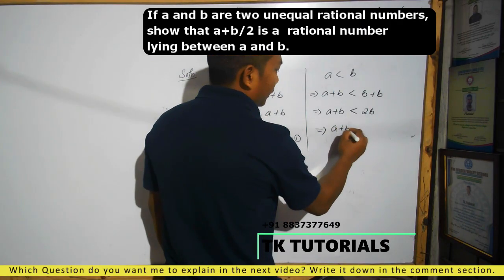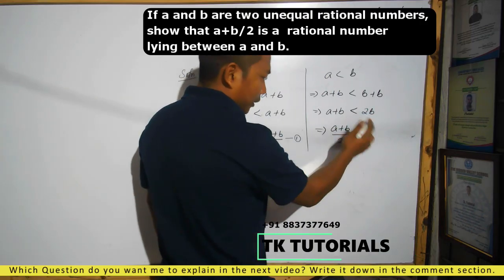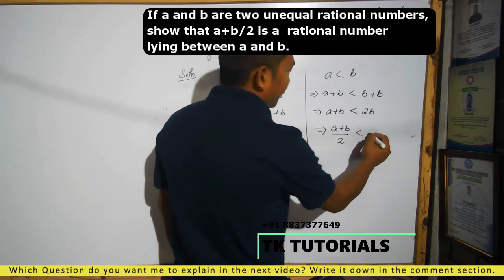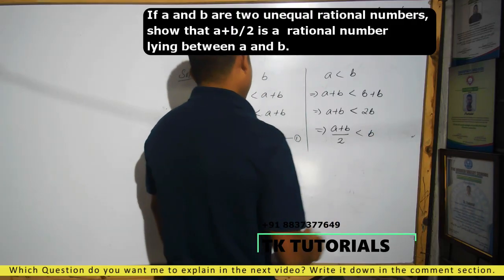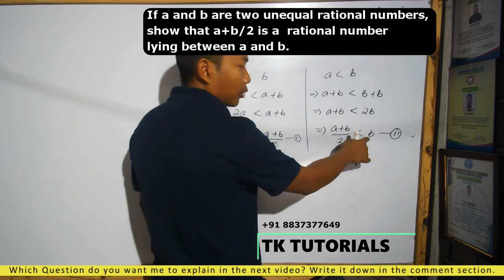Now, a plus b is less than 2b. There is a multiplication sign here, so when you transfer it, it becomes division, and then you are going to get b. So, you can show that (a plus b) by 2 is smaller than b.